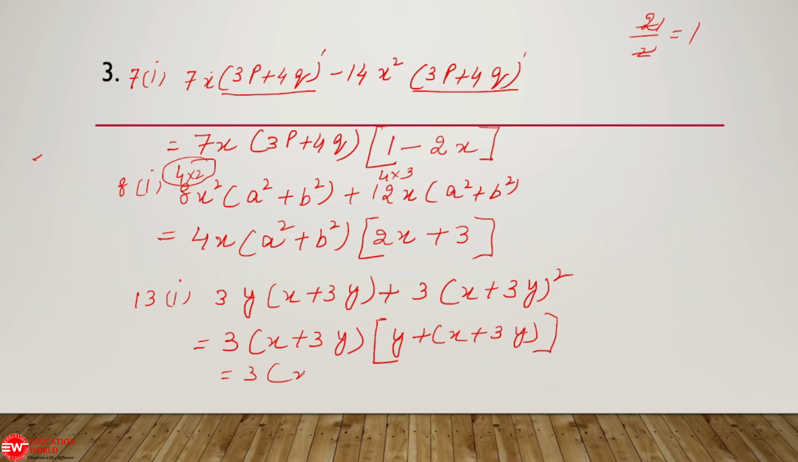You can solve. It is y plus x plus 3y. So it will be 3x plus 3y and it will be 4y plus x. See here, you can see here 1 minimum power always. So 1 is still left out, that is why we have written.